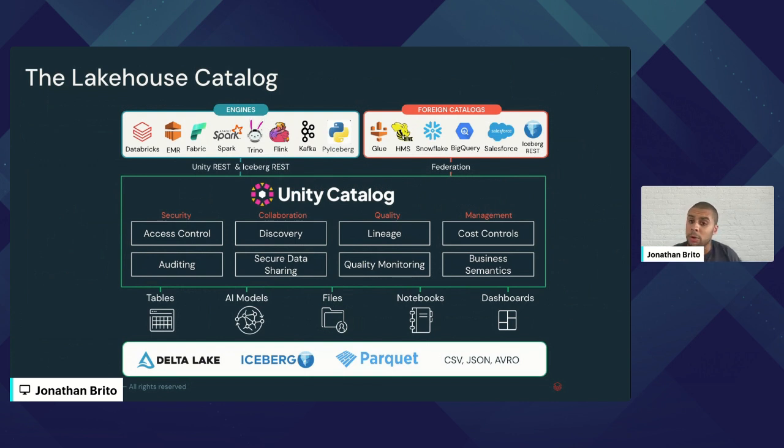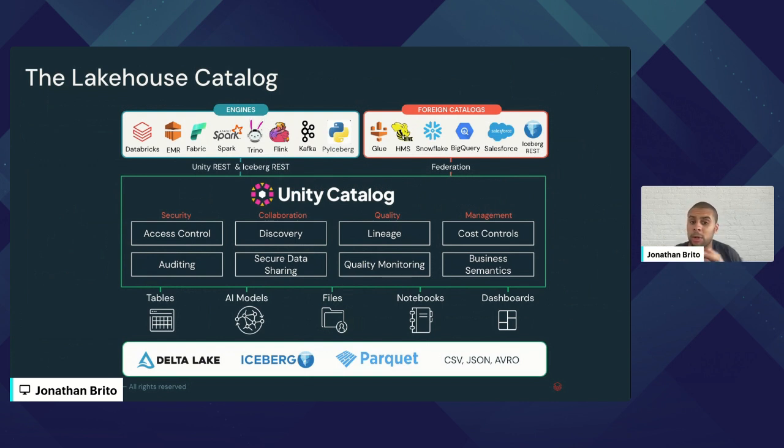If you remember early on in this presentation, I talked a lot about how you have these catalog silos and format silos. Here, you really can access any engine that you'd be interested in using from Unity Catalog, either through Unity REST APIs or the Iceberg REST Catalog APIs. And then from there, in terms of federation, really building out federation capabilities to any major catalog that you can potentially interact with. So I talked a bit about HMS and Glue, as well as Snowflake and Iceberg REST catalogs.